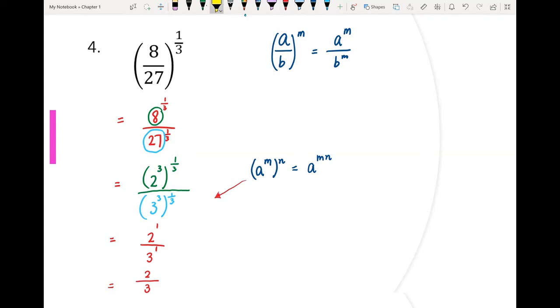Okay, when multiplying powers, we only multiply the power. So 3 times 1 over 3 will give me 1. And then 3 times 1 over 3 here will also give me the 1.